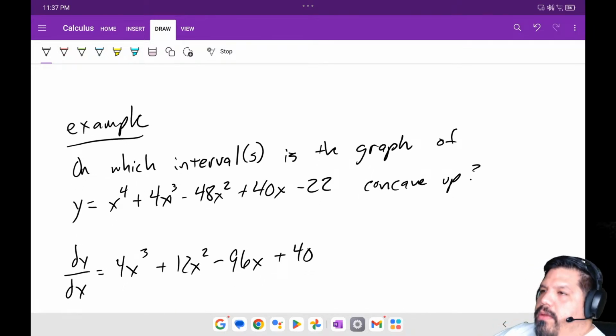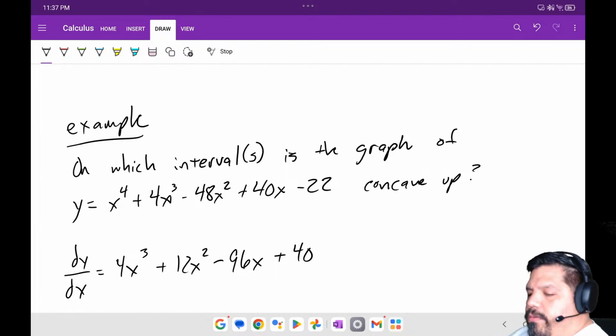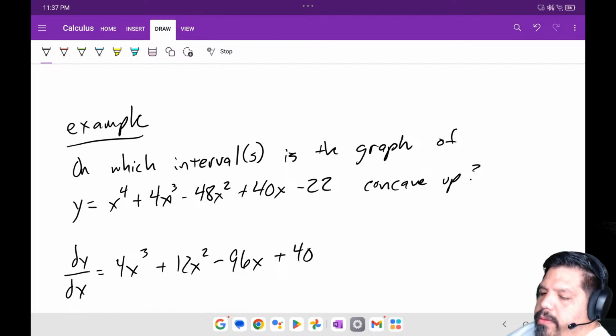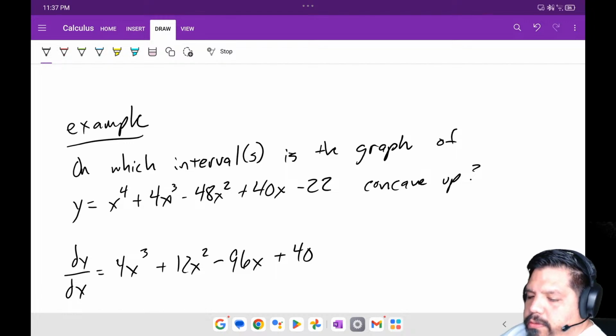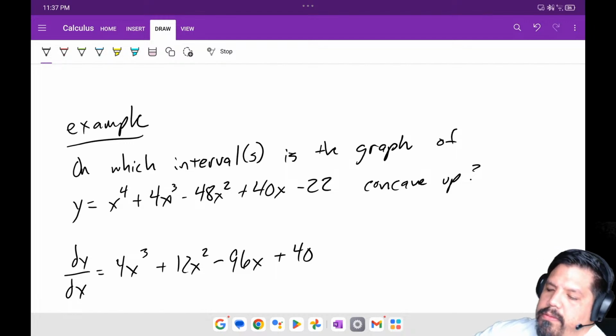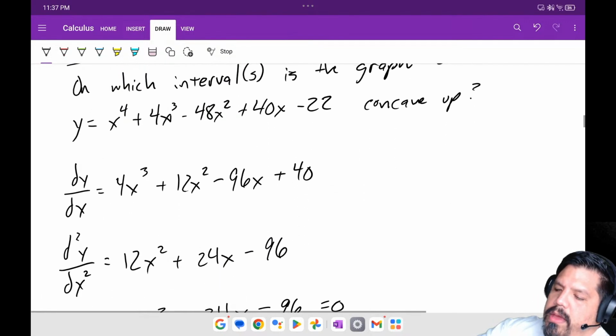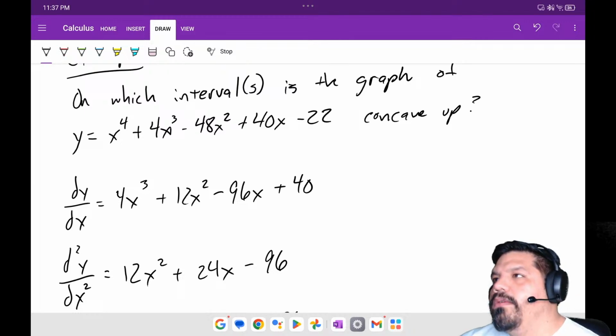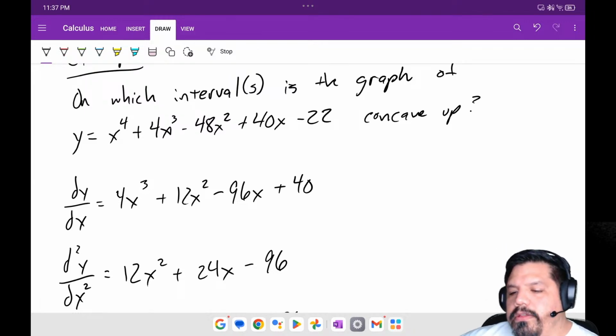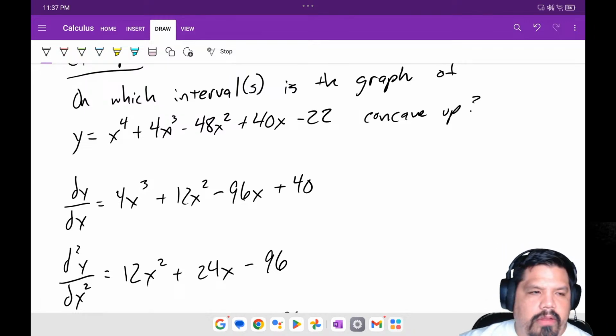Luckily, we're only going to do a second derivative. So let's take the derivative of this derivative with respect to x again. It would be 4 times 3 is 12, x squared plus 24x minus 96. Okay, and from here we're going to set this function equal to 0.